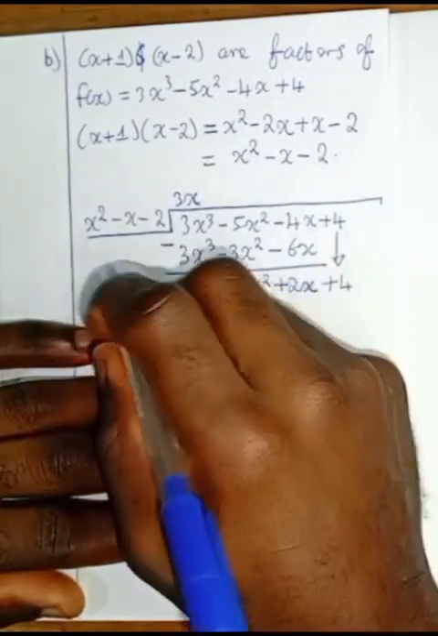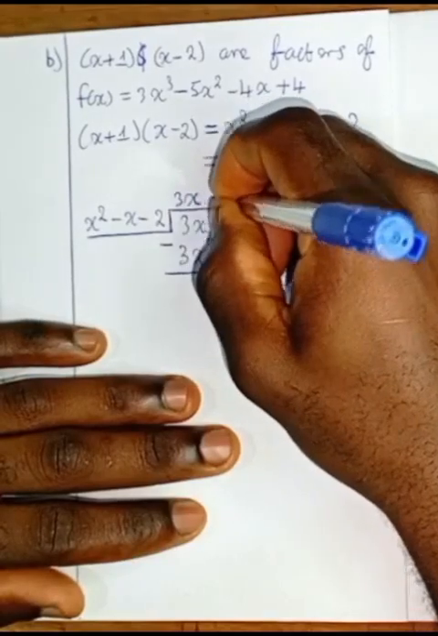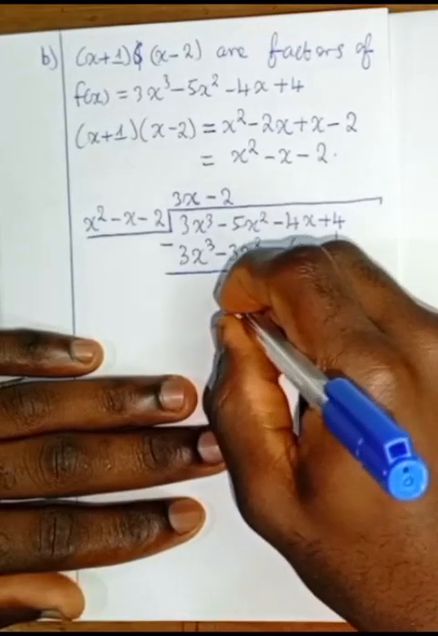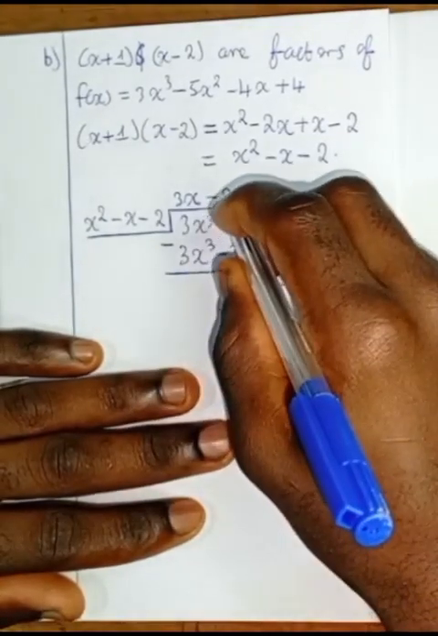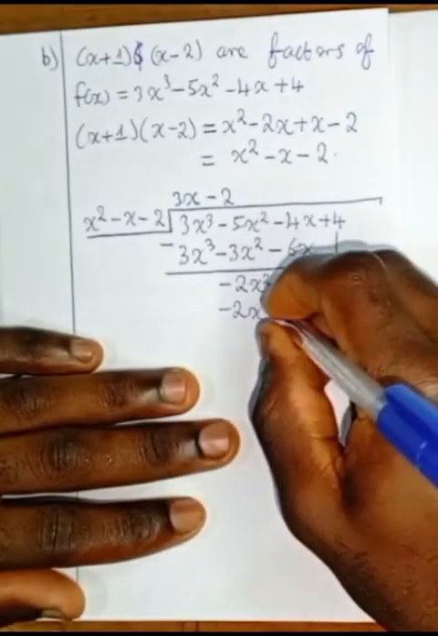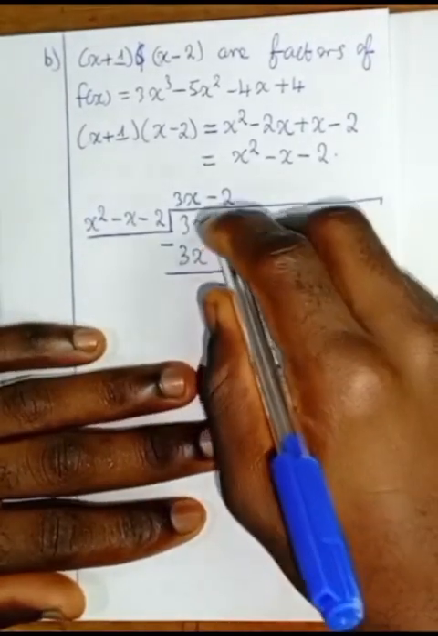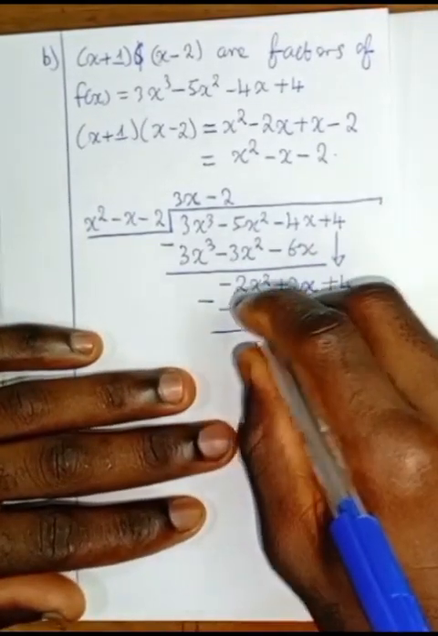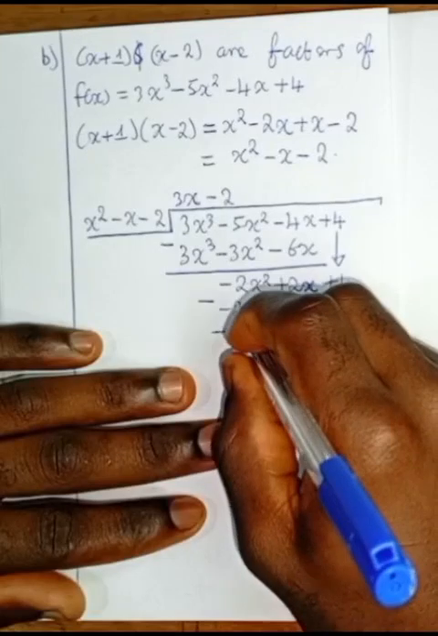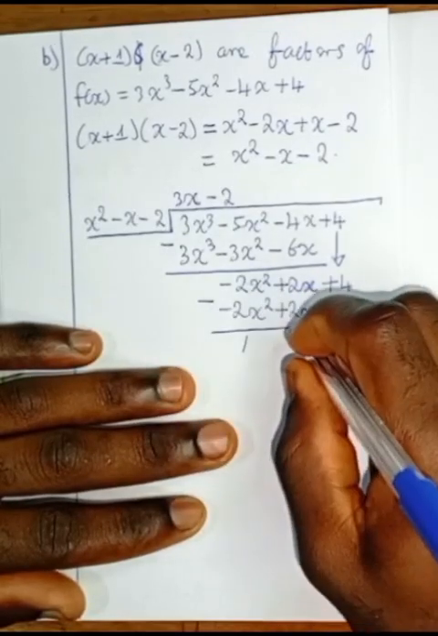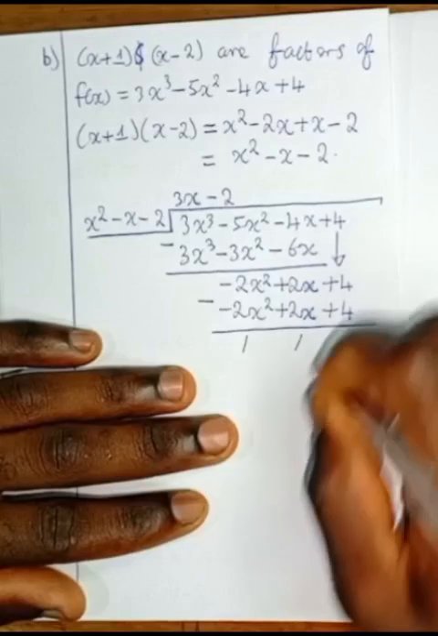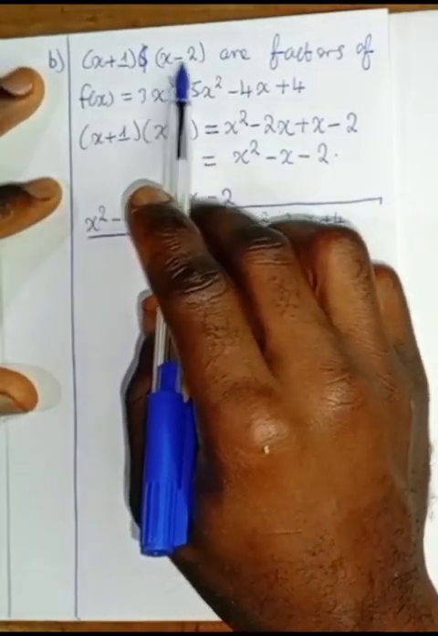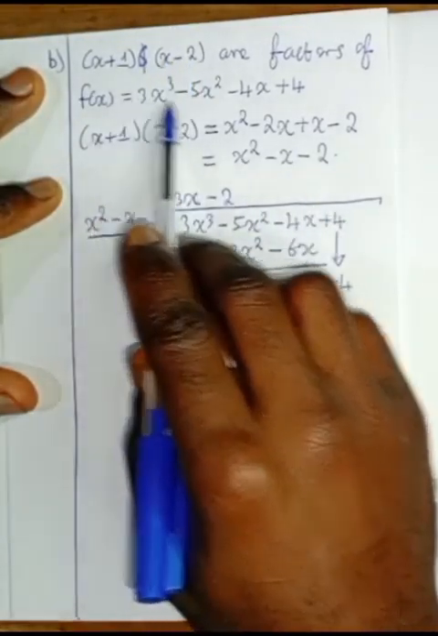Negative 2x squared divided by x squared gives us negative 2. Next we multiply. Negative 2 times x squared gives us negative 2x squared. Negative 2 times negative x gives us plus 2x. Negative 2 times negative 2 gives us plus 4. Then we subtract. Negative 2x squared minus negative 2x squared gives 0. 2x minus 2x gives 0. 4 minus 4 gives 0. So it proves the fact that x plus 1 and x minus 2 are factors of f of x.